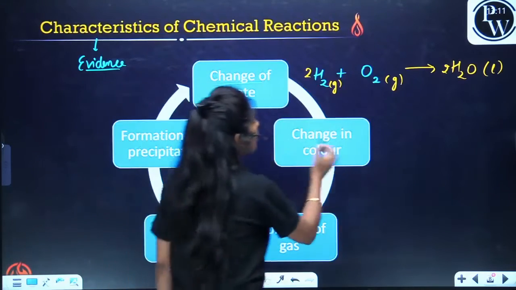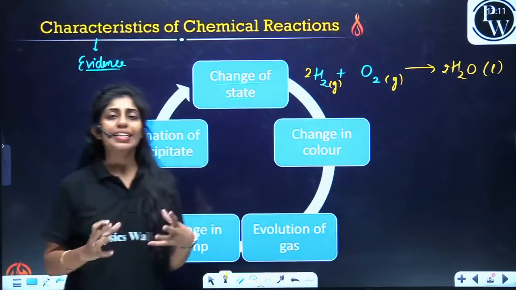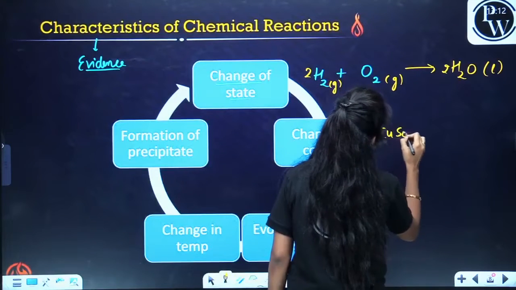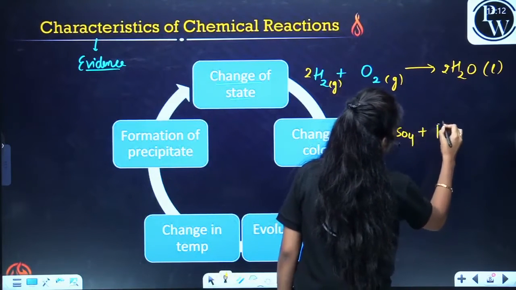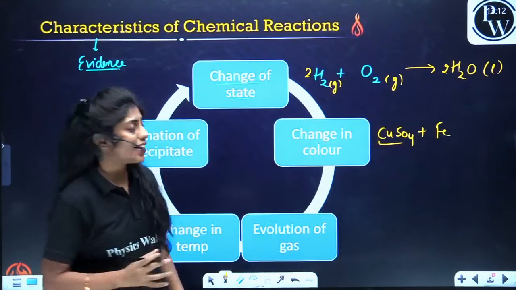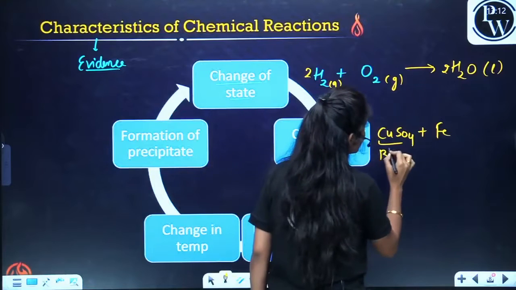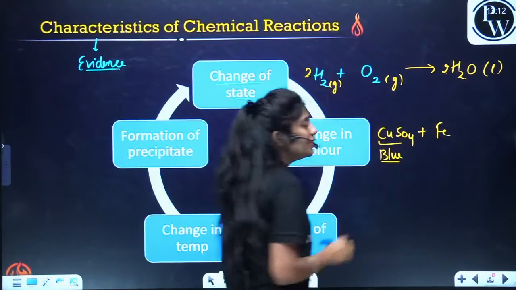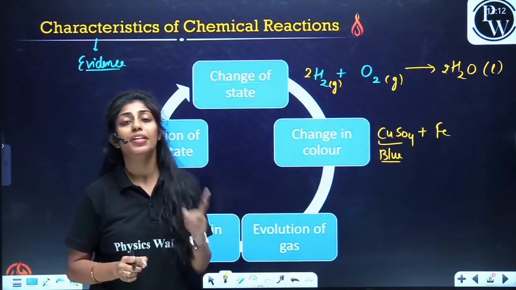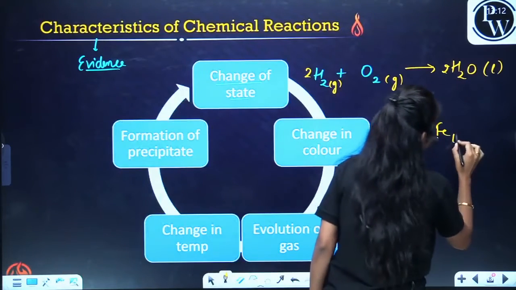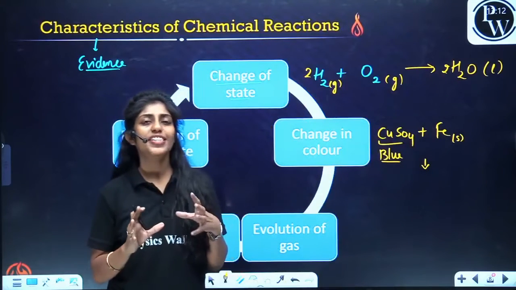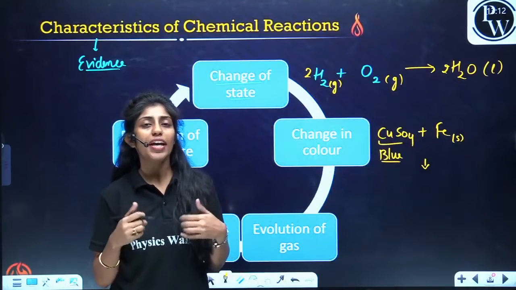Number 2, change in color. Suppose there is a compound, say copper sulfate. What is the color of copper sulfate solution? That is blue color. Once there is a copper sulfate solution, I am placing an iron nail into it. Iron is in solid state. So what will happen? The color of the copper sulfate solution will be fading.